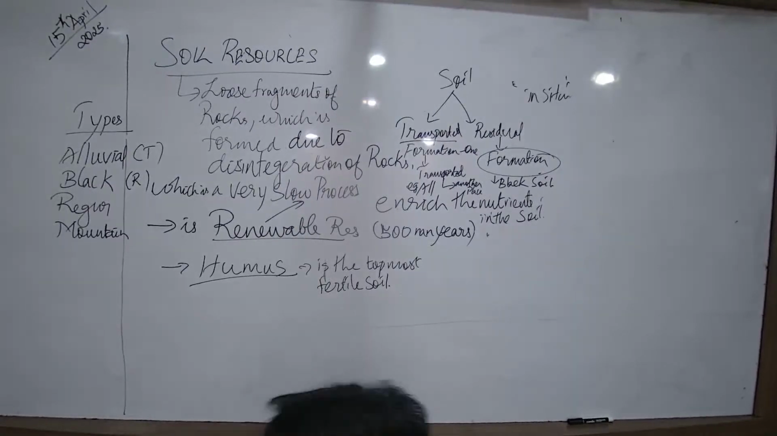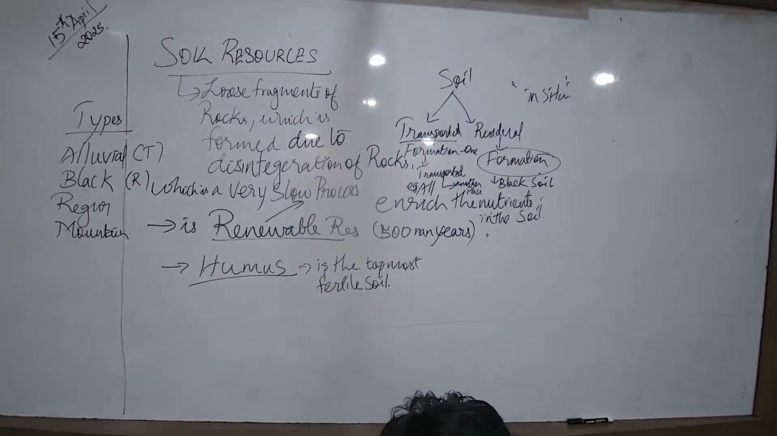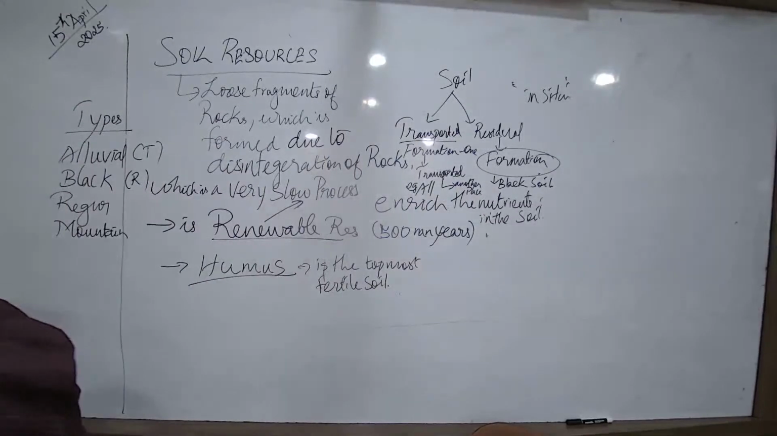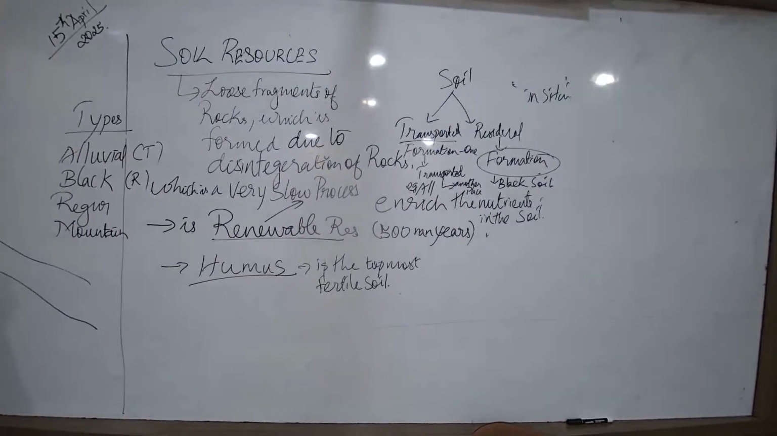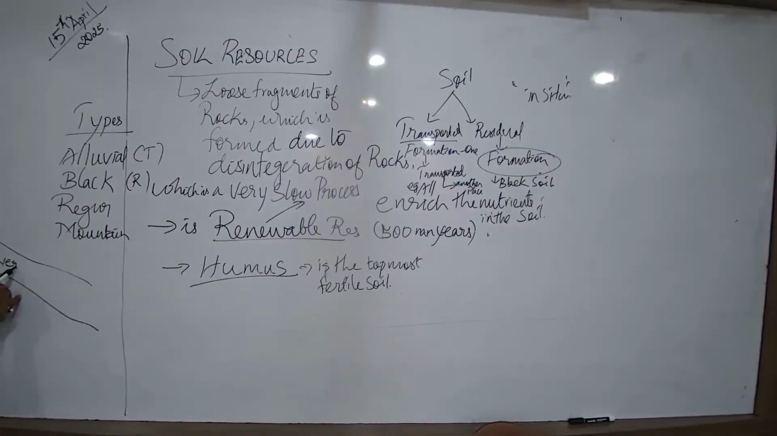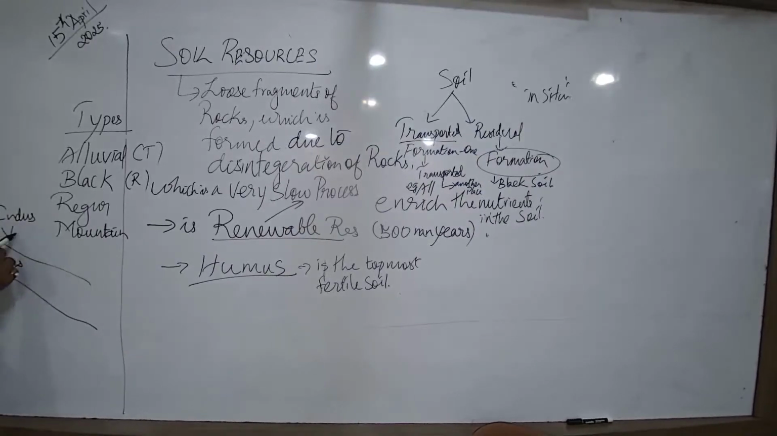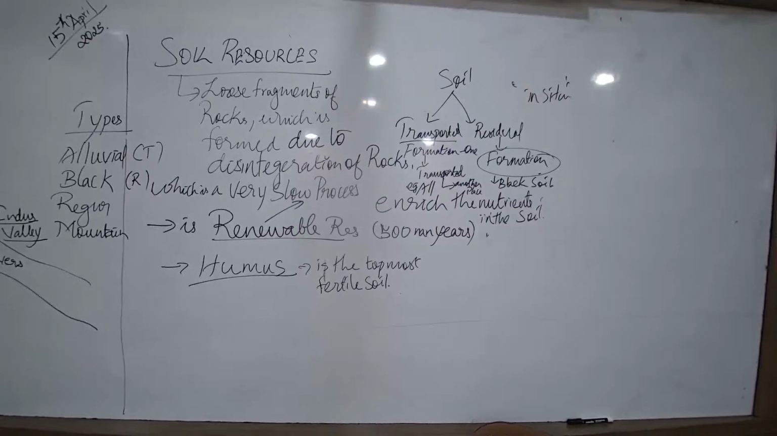So now when we are going to explain alluvial soil, it is a transported soil. Who will tell me why it is a transported soil? Normally these are transported by rivers, correct? In fact, in India we had a civilization which was called Indus Valley. What is the other word for Indus Valley? Harappan civilization.